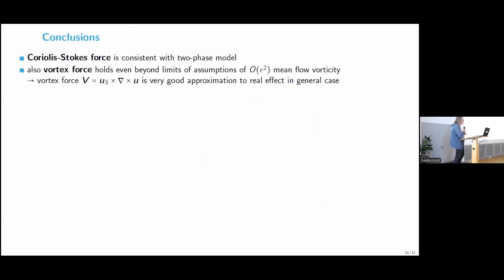So these are my conclusions, about what we found from this model. The Coriolis force is completely consistent with the two-phase model. And of course, Hasselmann was right. That was wrong. And the vortex force also holds even beyond the limits of this approximation. So even if you go beyond epsilon square background, you have some deviations, maybe of 5–10%, but the thing doesn't get completely wrong, right? It doesn't explode. So you can still use this as good approximation, even if the limits are reached.